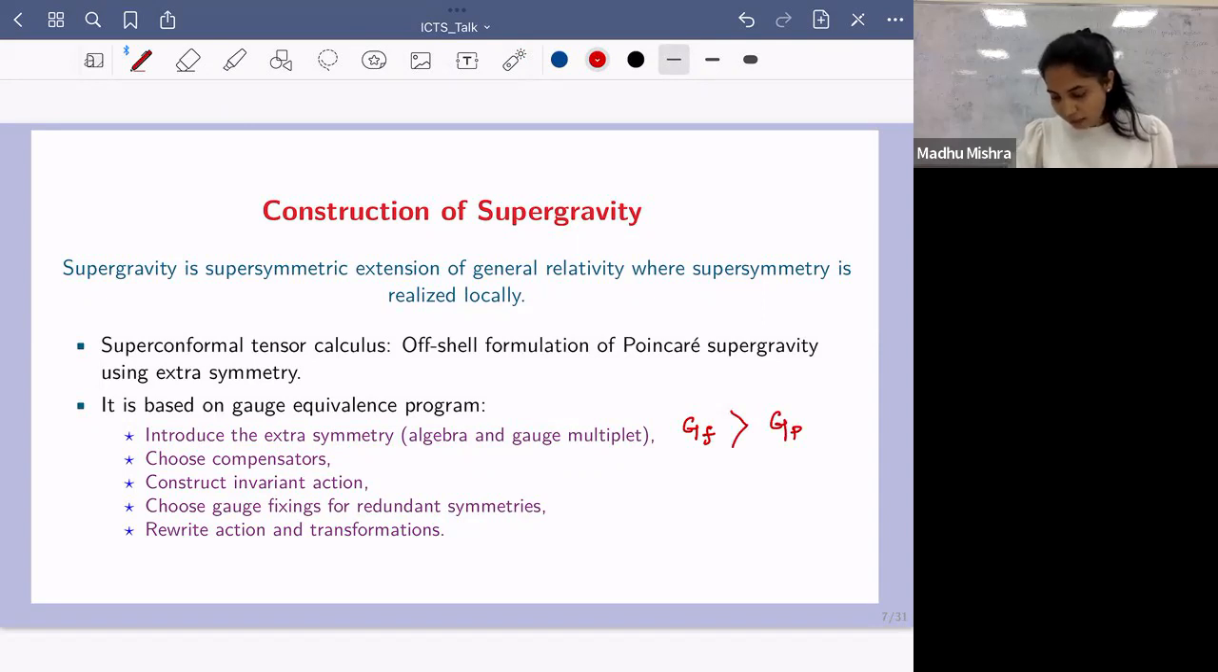So first we will write the algebra for this larger group of symmetry, and then we go to the gauge theory and introduce gauge multiplet. We will write compensators to compensate for these extra symmetries. Hence, we will construct an invariant action, which will be invariant under this larger group of symmetries. Then we will gauge fix these extra symmetries and finally obtain an action which is invariant under the smaller group of symmetry that we wanted in our theory.